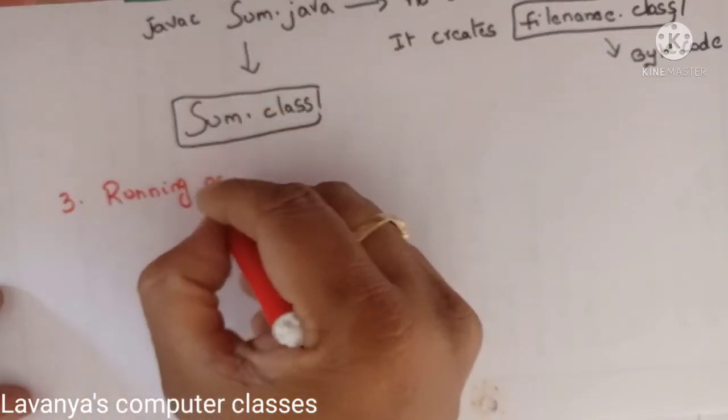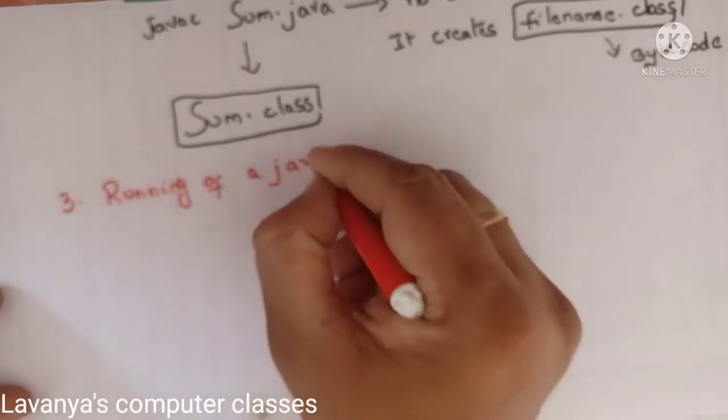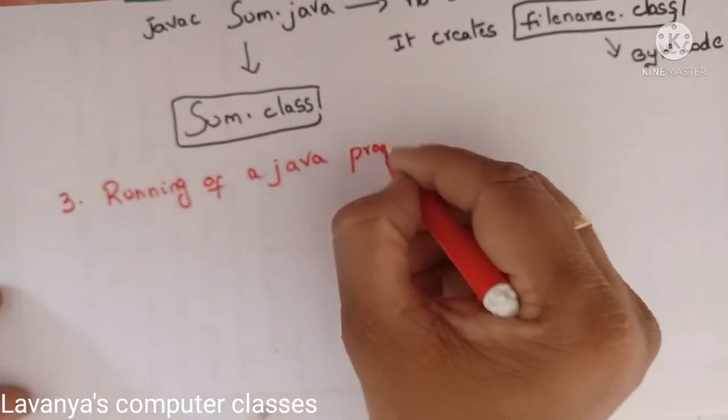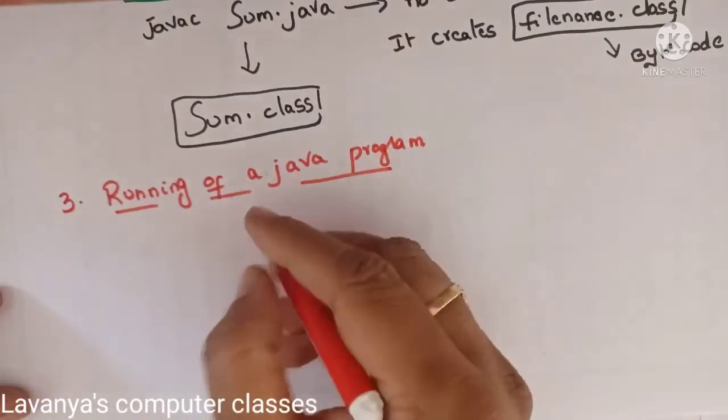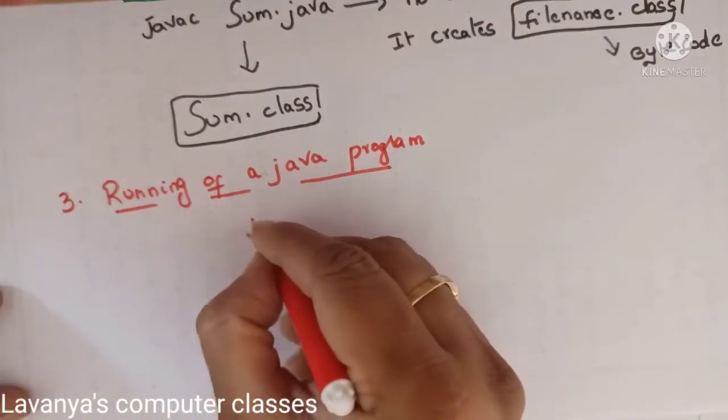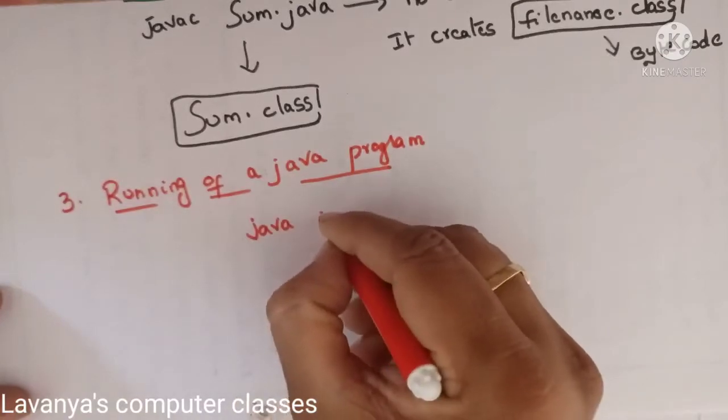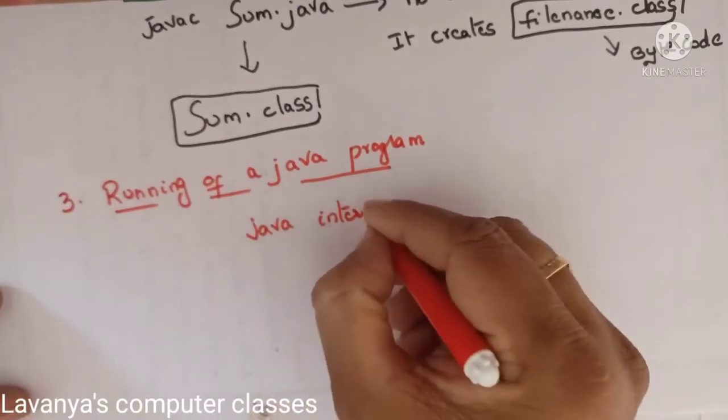After compiling, the source code is converted into bytecode. Then we have to run the program. Running a Java program. So how can you run a Java program? For this we need an interpreter, the Java interpreter.